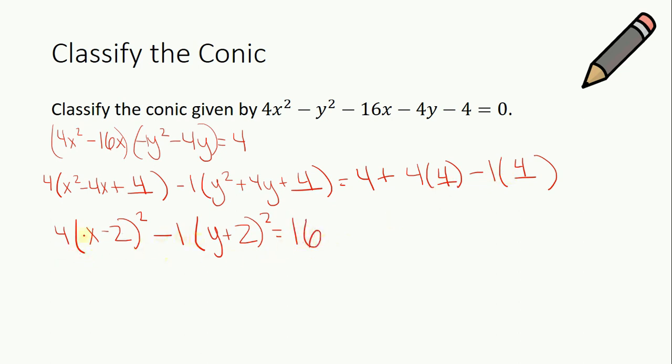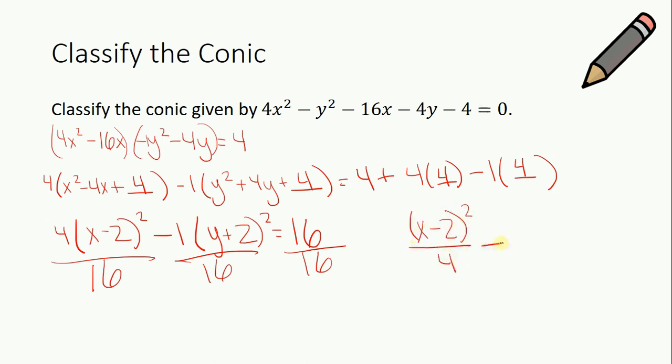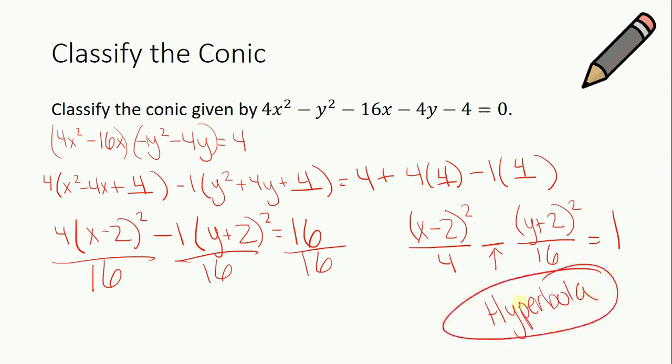Notice, guys, numbers sitting in front can't be there. So that tells me I have to divide by this number. So I have x minus 2 squared over 4, minus y plus 2 squared over 16, because negative 1 over 16 is just negative 1 over 16. Since I am subtracting, I have a hyperbola. It is centered at 2, negative 2, and it is a left and right guy.